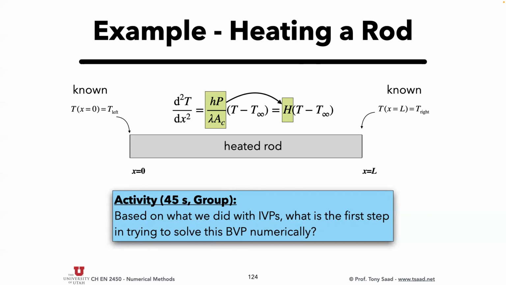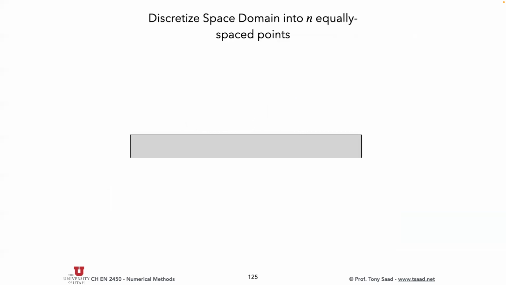What do we do to the domain? Okay, remember in the initial value problems, we had to define the points, right? So the first step is to actually discretize the domain. Just like we did with the time domain in initial value problems, because we are discrete, we need to know at what points we are trying to find the temperature. And that is completely arbitrary. It's up to you, it's up to the user.